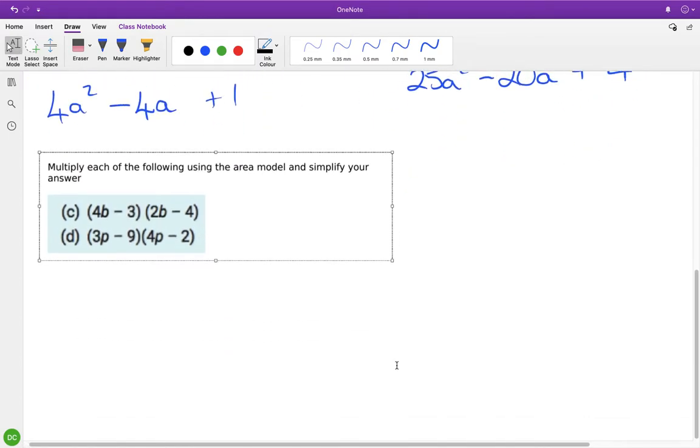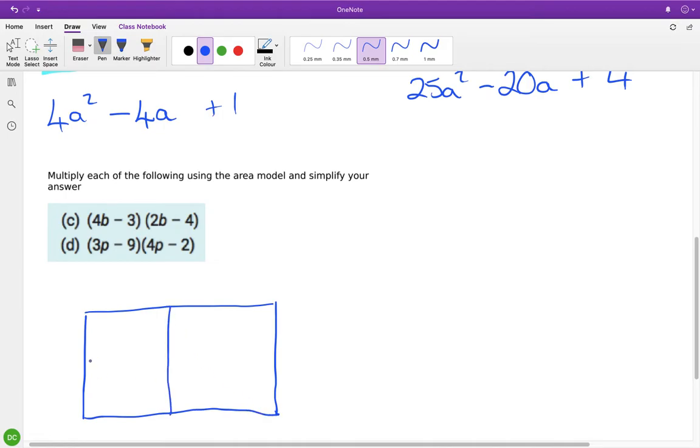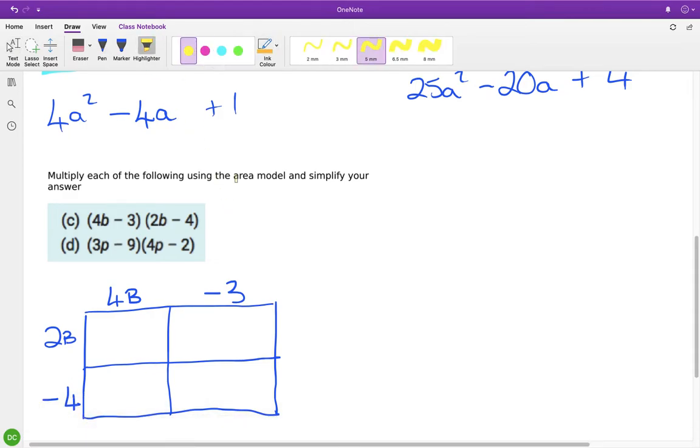Right, so we try and draw this properly now. So we draw our box and we split it up into 4 sections, and I have 4b and then minus 3, and then I have 2b minus 4. Okay, so let's get some colour going on this one.